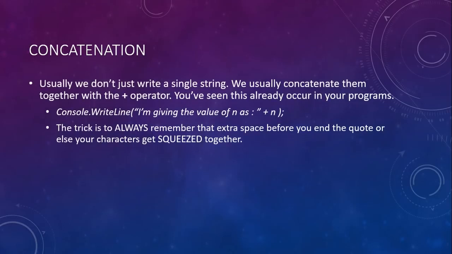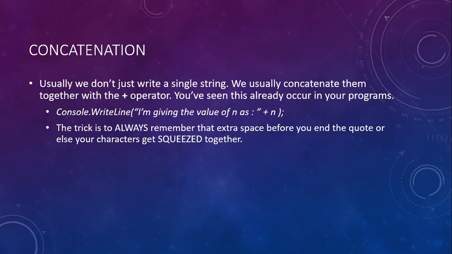Our next thing to talk about is concatenation. Usually we don't just write a single string. We usually concatenate them together with the plus operator. We've already seen this occur in our programs. So for example, Console.WriteLine("the value of n is: " + n). Right? The plus n right here is the concatenation. Concatenation just means you're joining two different objects together. In this case, the string "the value of n is" and the variable n.